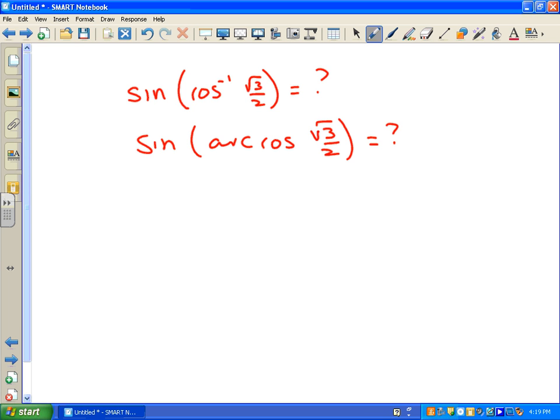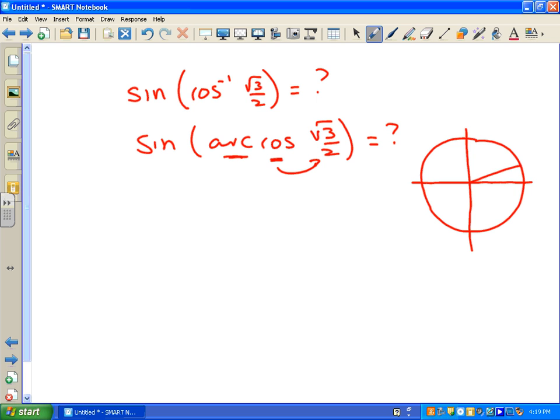So a quick trip to the unit circle. The arc that has a cosine of the square root of 3 over 2 is, again, this pi over 6 arc, right? The ordered pair there was the square root of 3 over 2, comma 1/2. So sure enough, the cosine is the square root of 3 over 2, and so the resulting arc is pi over 6. So now we have the sine of pi over 6.